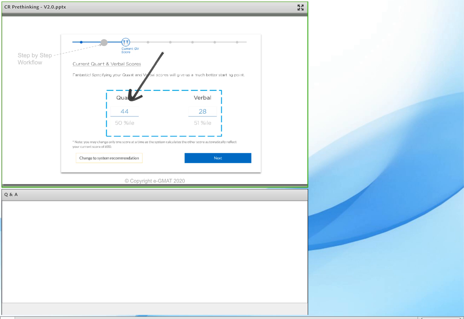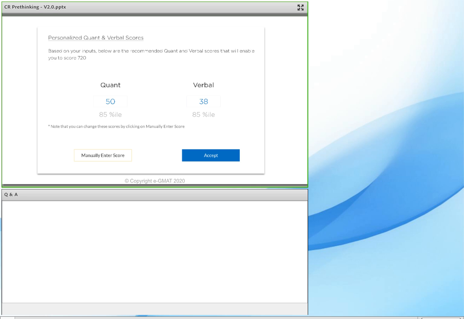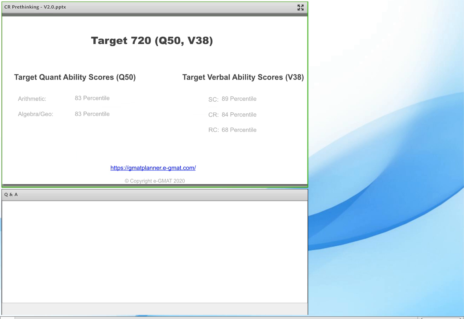It takes in your starting quant and starting verbal scores. In this case, this score amounts to a score of 600 overall. Then it spells out what should be a target quant and target verbal score. So this gives you an approximate estimate of what these scores need to be.